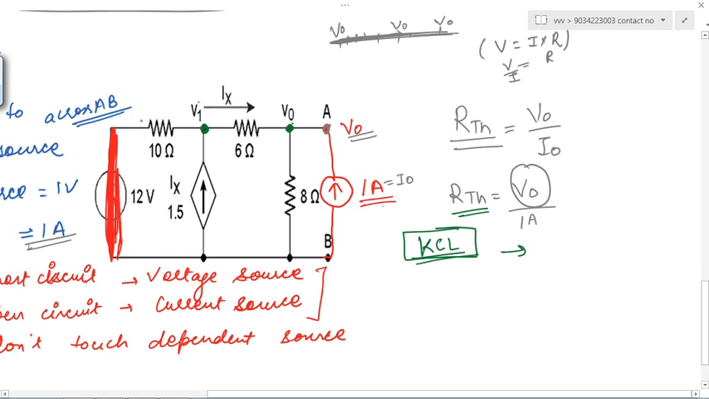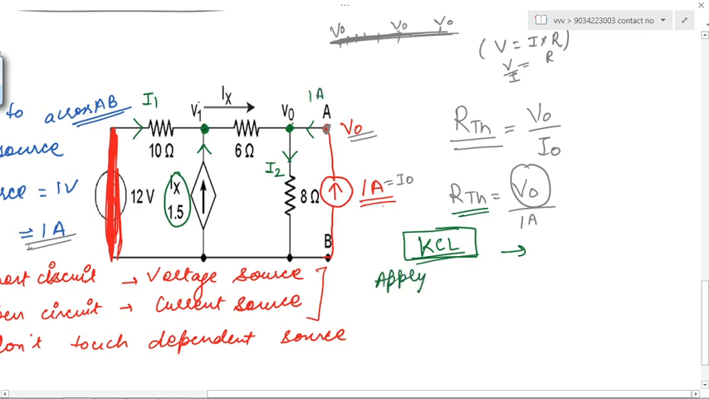So we need to mark the current. This one, suppose I1. This one they have already given, that is 1.5 Ix. This one also they have already given, Ix. This one, suppose we will mark I2. And this we know how much current is flowing, 1 ampere.